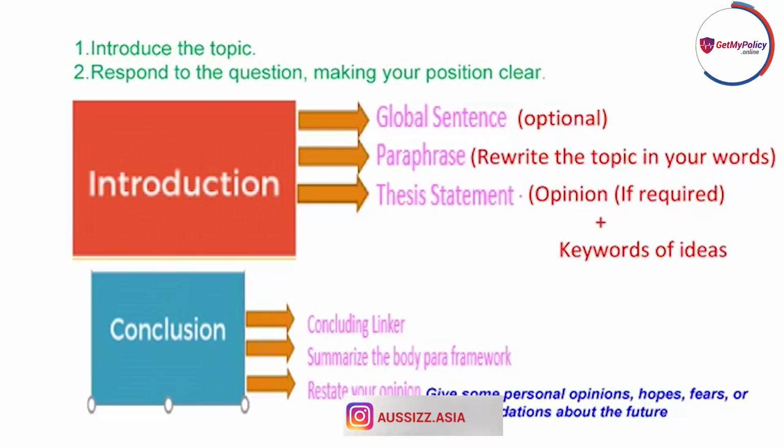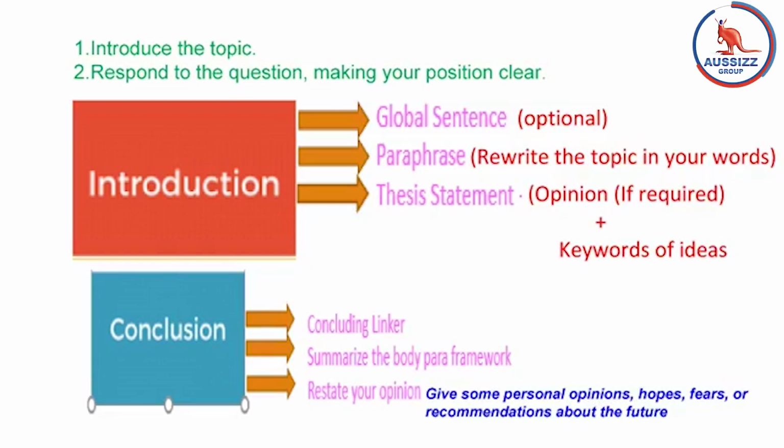Now this line is called a global sentence, which is optional, but this is fruitful for those students who want 7 bands plus. Okay, so the global sentence is optional, but you can use it, and I urge you to use it. But many people can write the wrong things. For example, if you are getting the topic for internet specifically, and you are writing your general statement for technology, where technology plays an important role in humans' life, and then you are writing some people are addicted to video games.